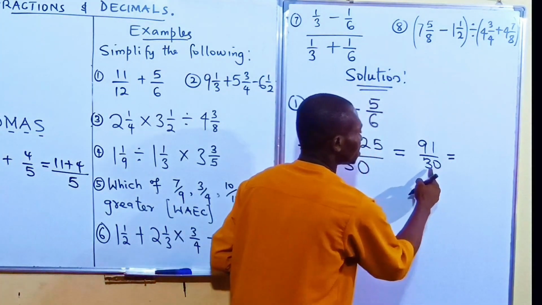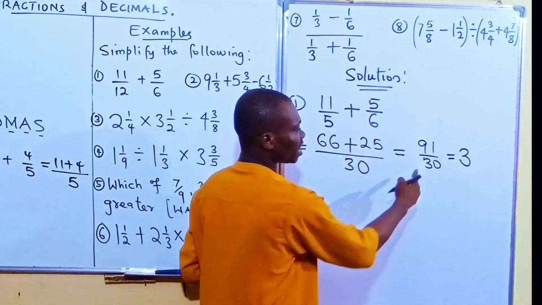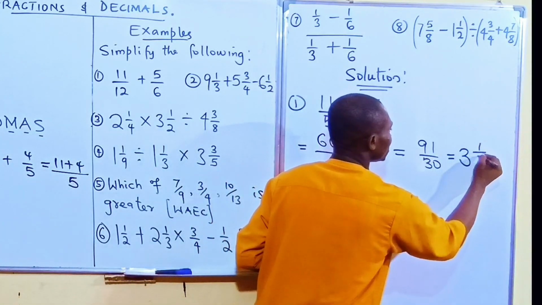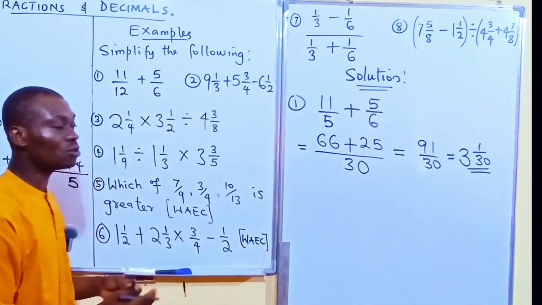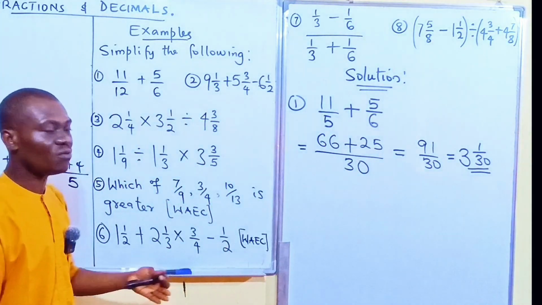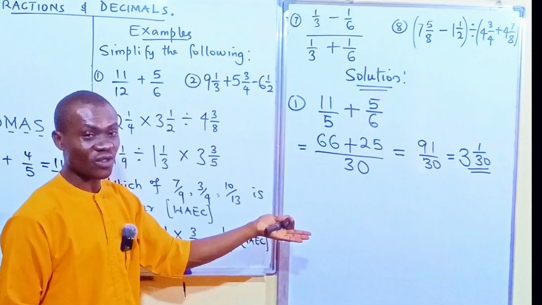going to give us 30 into 91 will be 3 times, and then there's a remainder of 1, and then you divide it by 30. All right, and that is a good place to stop. Meanwhile, if there was a number that could divide to reduce to lowest term, then we would have done that.